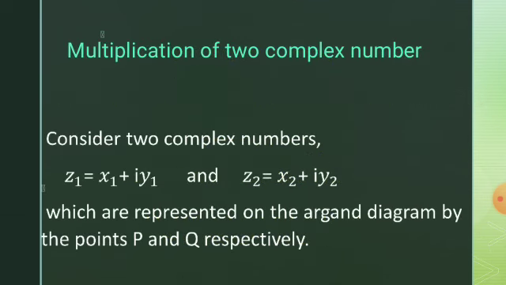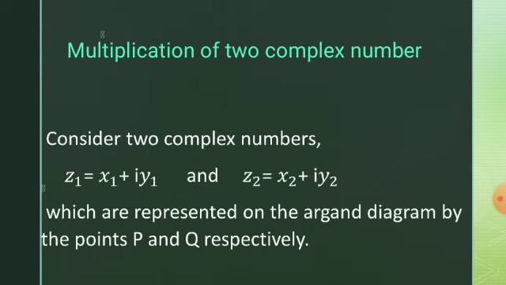Now dear student, we know that a complex number which is represented by z is equal to x plus iy, where it consists of two parts, real part x and imaginary part iy. Now consider two complex numbers, z1 is equal to x1 plus iy1 and z2 is equal to x2 plus iy2.